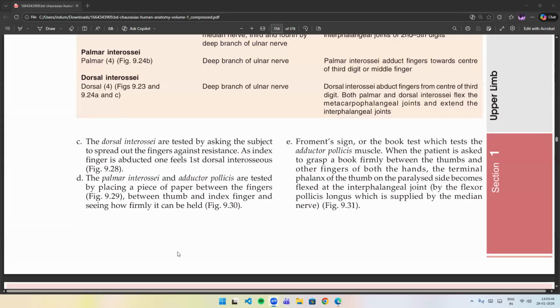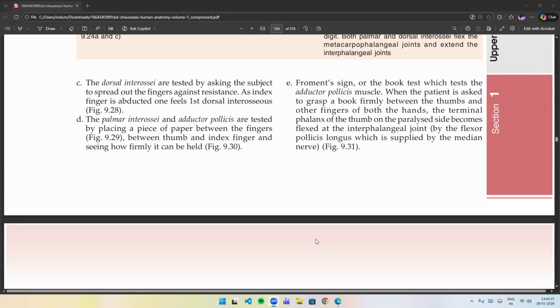D part. The palmar interossei and adductor pollicis are tested by placing a piece of paper between the fingers, figure 9.29, between thumb and index finger, and seeing how firmly it can be held, figure 9.30. E part. Froment sign or the book test, which tests the adductor pollicis muscle. When the patient is asked to grasp a book firmly between the thumbs and other fingers of both the hands, the terminal phalanx of the thumb on the paralyzed side becomes flexed at the interphalangeal joint by the flexor pollicis longus, which is supplied by the median nerve, figure 9.31.